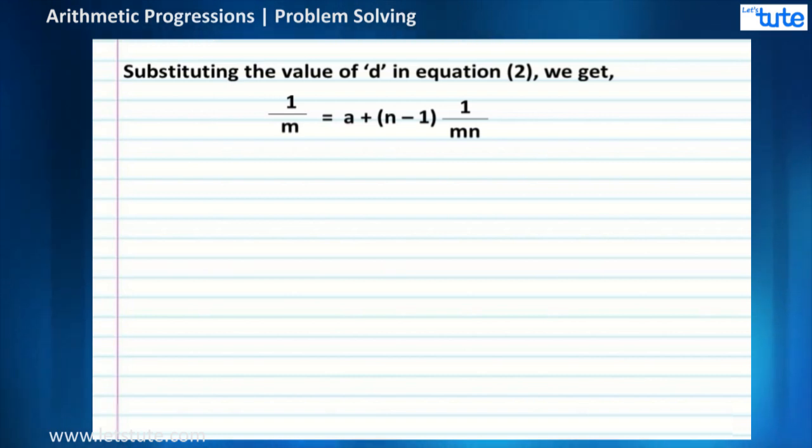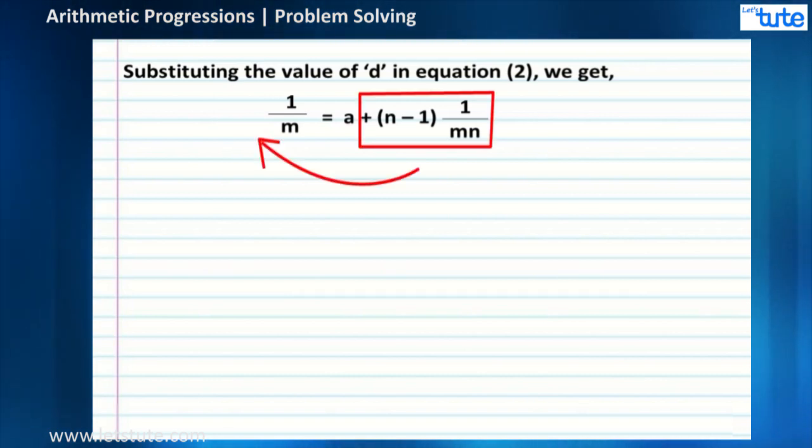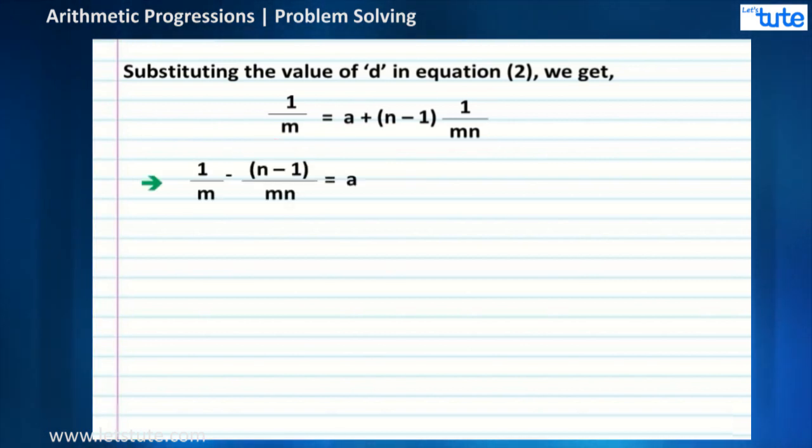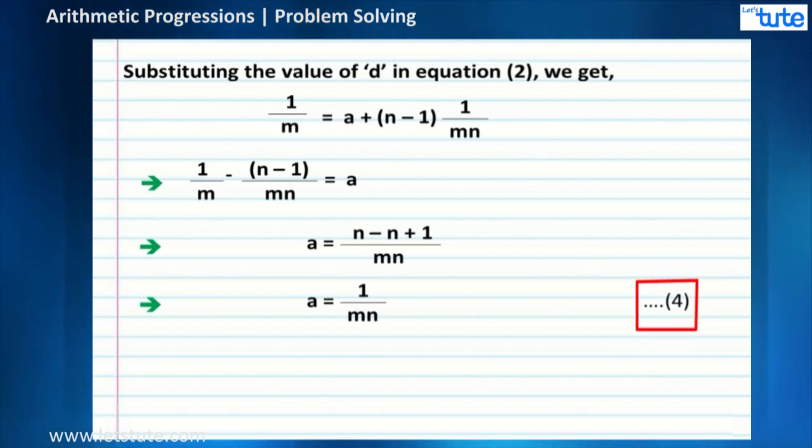Now let us take all the terms except a to the left hand side. By doing that, we get 1 upon m minus n minus 1 upon mn is equal to a. By cross multiplication, we get n minus n plus 1 upon mn. Now we can cancel out n and minus n. So a becomes 1 upon mn. Let this be equation number 4.